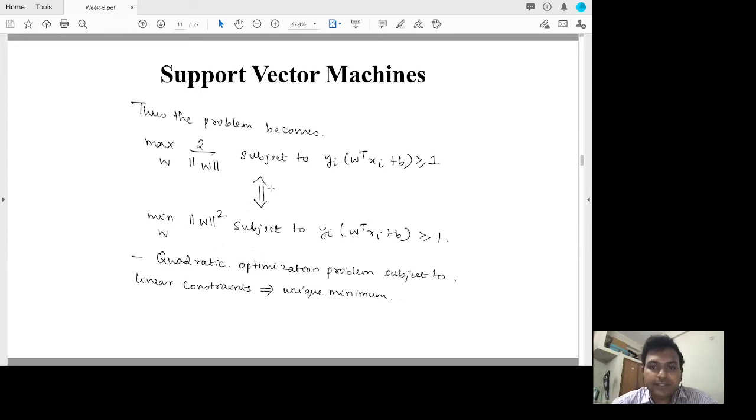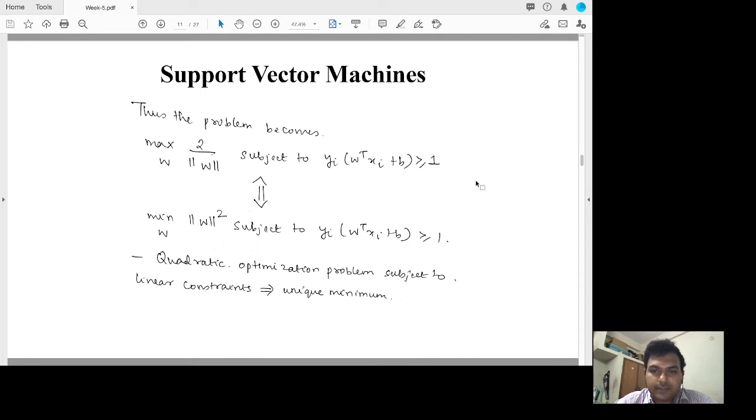So thus the problem becomes maximization of 2 by norm of W, because you want to maximize your margin and this is the margin value. So maximization of 2 by norm of W, and these were your constraints, that is yi into W transpose xi plus B is greater than 1.